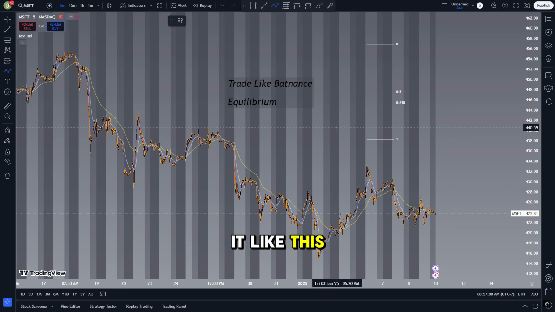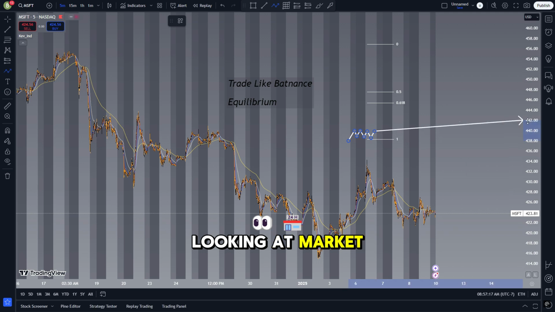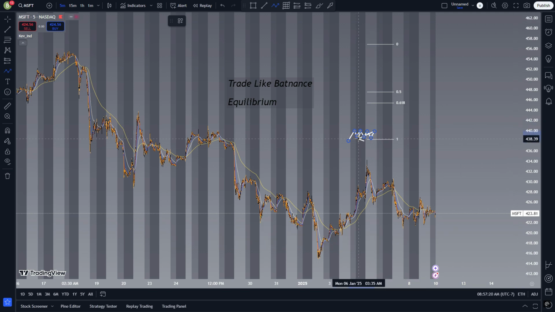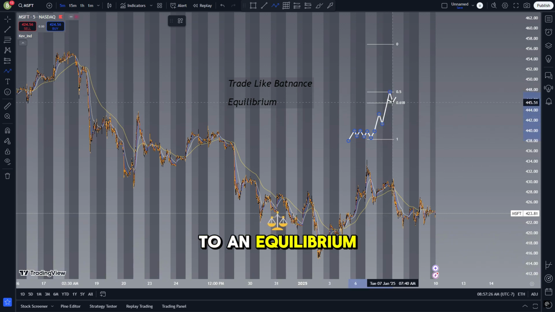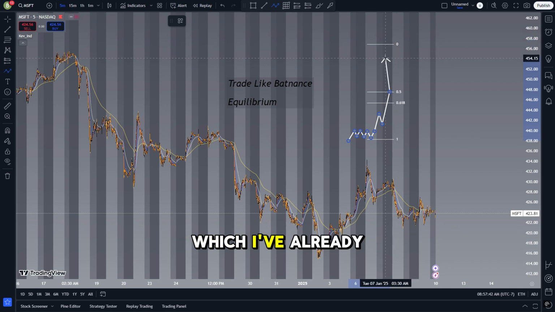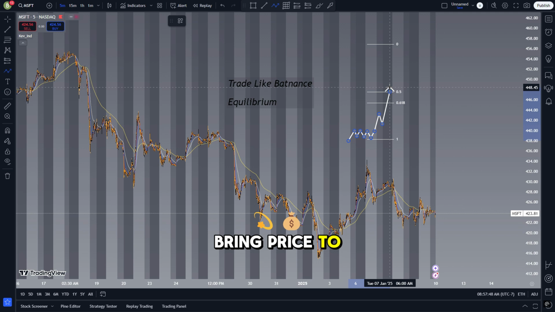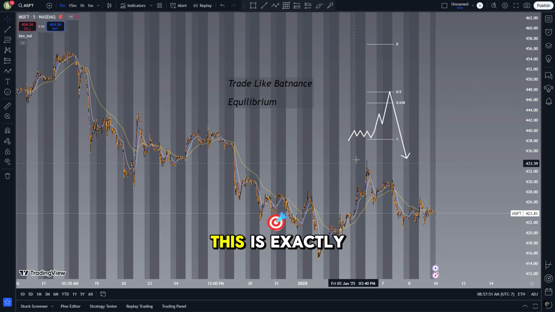Also think about it like this: let's say you're a multi-billionaire trying to get in for your puts here, but you're already looking at market, and market's already so low. Why would you want to get in your puts here? Why not let price push to an equilibrium point where you know all these buyers are already trying to push price to? Obviously, retail expectation is that they're going to break even higher, but this is exactly where banks, which I've already taught you how to look at, are going to want to bring price to make that huge dump.